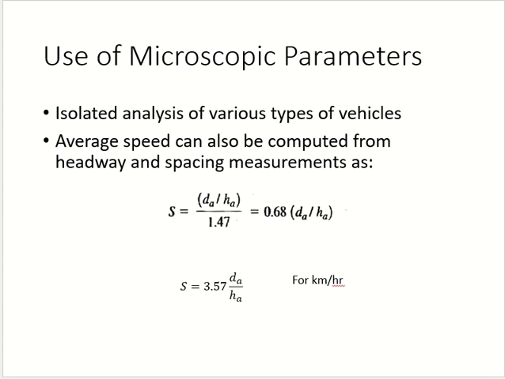Speed. It is a speed. Distance upon time is a speed for 1000 rotations. Distance was spacing and time was headway. So distance upon time is a speed, meaning spacing upon headway is speed. Clear? And again, we are using average value.